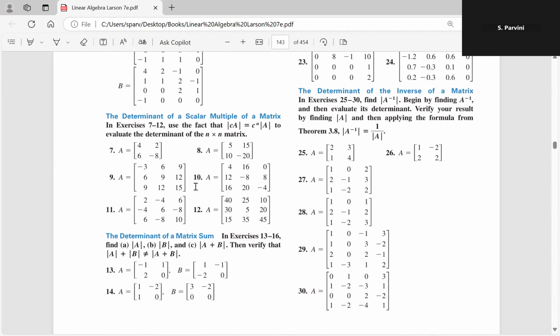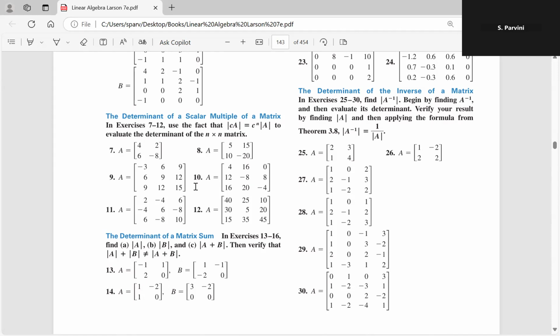And in exercise number 10, I'm going to write it on my notepad here. So this is section 3.3. And again, I'll share my notepad with you, what I'm writing on. I'm just writing problem exercise number 10 here. In exercise number 10, matrix A is made up of 4, 16, 0. The second row, 12, -8, 8. The third row is 16, 20, and 4. Okay, so I have that one.